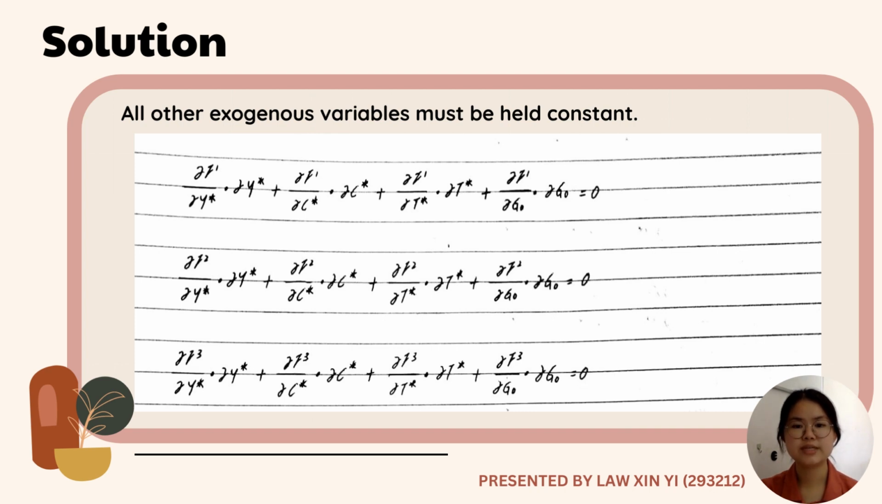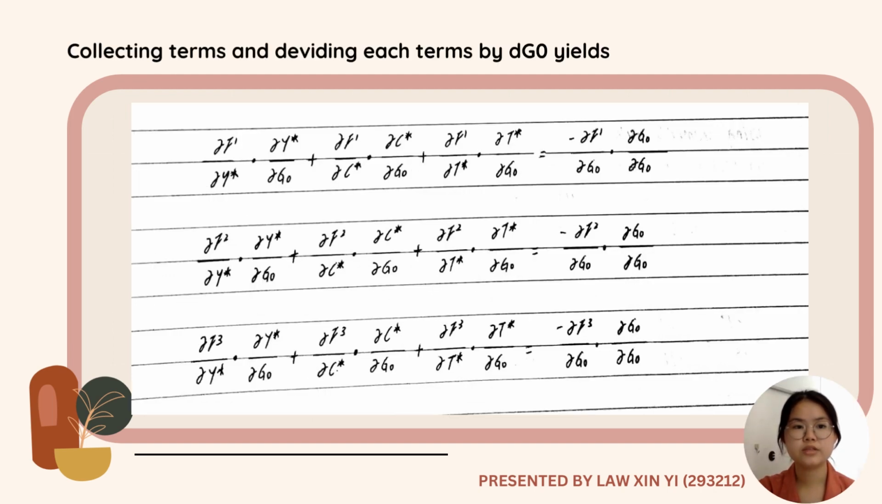We need to differentiate each term with respect to the variables y*, c*, t*, and g. Use the same method for the second equation f2 and the third equation f3. So now we need to collect terms and divide each term by the partial of y with respect to g. We will differentiate each equation with respect to g. So let us move to equation 1, f1.